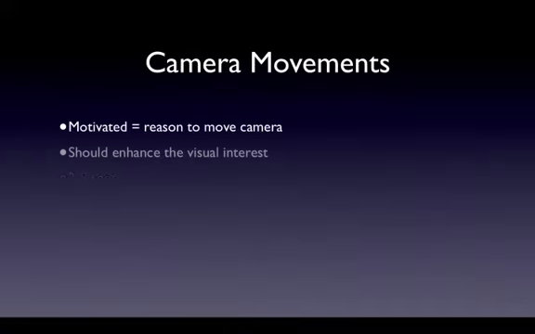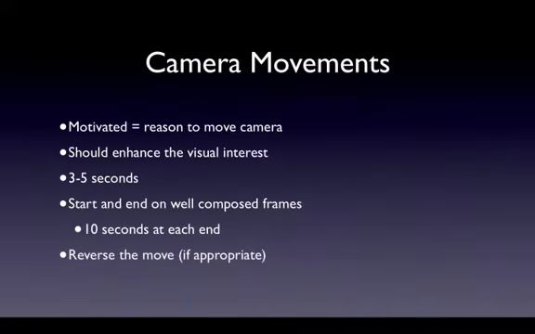So the next topic doesn't seem to be connected to sequencing, but you'll see how it is in just a second. We're talking about camera movement. And what we mean by camera movement is moving the frame of your shot. Everything we talk about in camera movement should be motivated by something in the frame. You must be able to answer the question, what is the reason for this camera move?